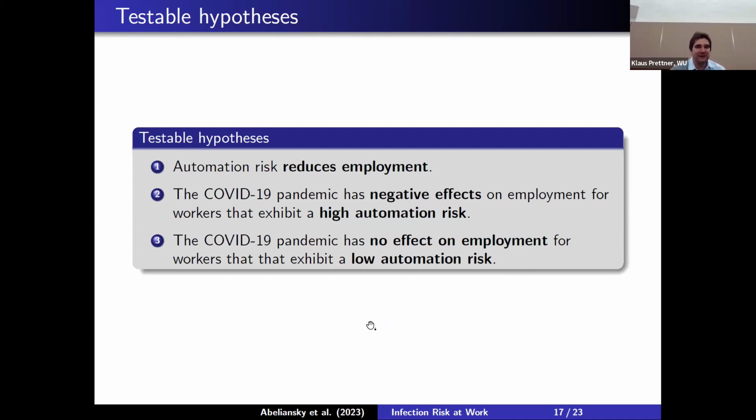And then we have two hypotheses that are perhaps more interesting, because this one is already known from the literature, but the two that are not tested so far are that the COVID-19 pandemic has a negative effect on employment on the margin, but only for those tasks that have a high automation risk. So what we should observe then is that employment in tasks or occupations that produce these tasks intensively, that are easy to automate, is affected by the pandemic, and tasks that are not easy to automate are not affected by the pandemic, basically, employment.